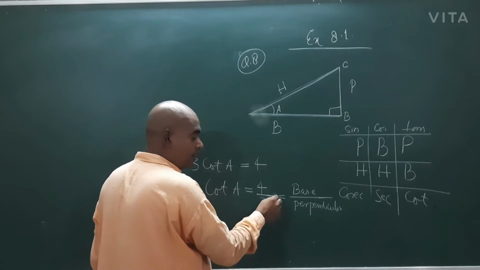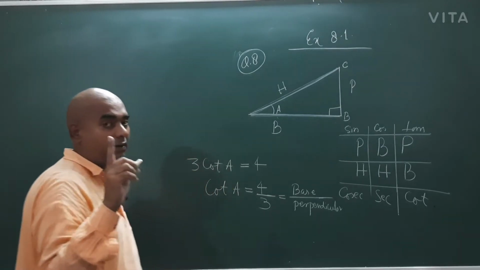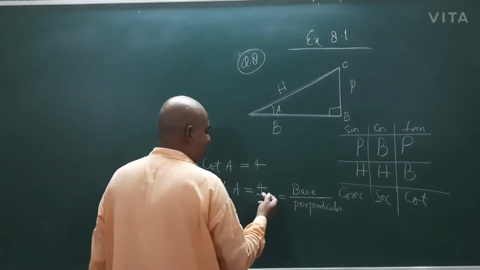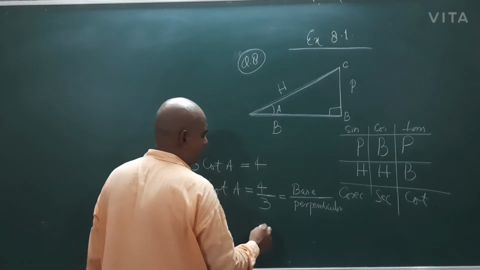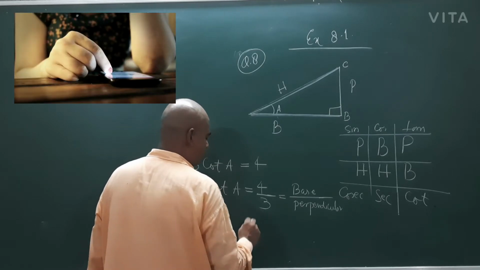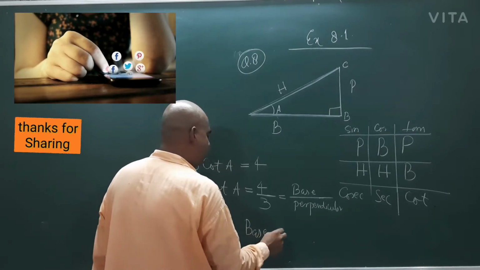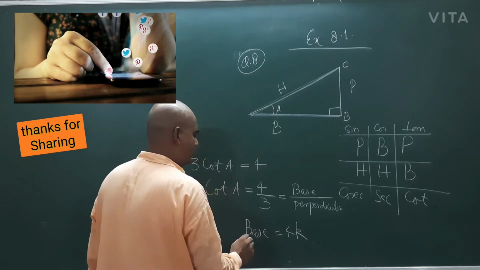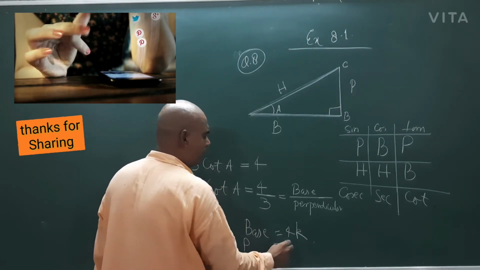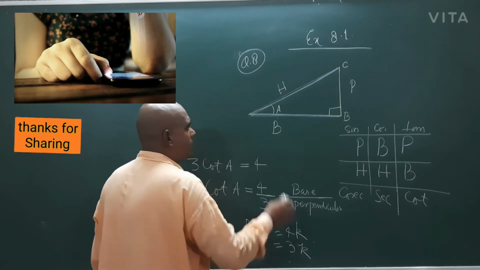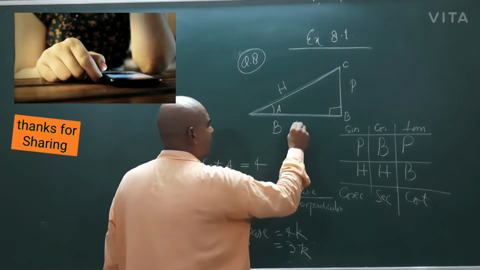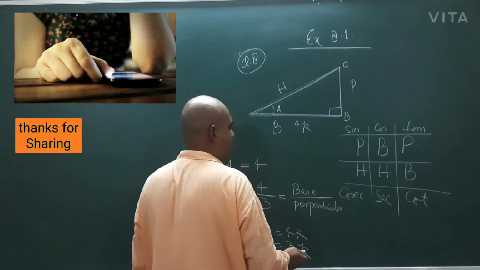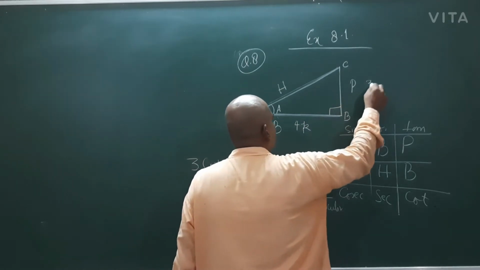Why is k multiplied? I have told in a video. So base is equal to 4k, and perpendicular is equal to 3k.